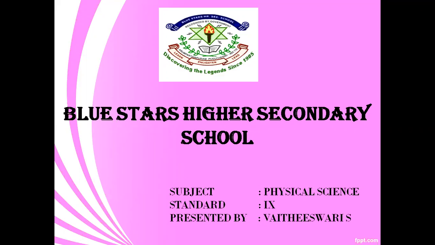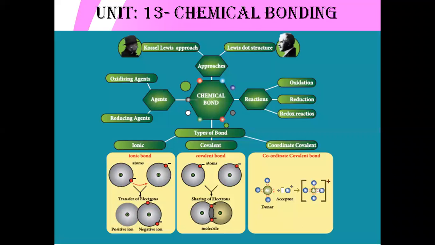In the last few classes, we learned about Unit 7, Heat. In this class, we will learn about Unit 13, Chemical Bonding. This is the concept map for Unit 13, Chemical Bonding. These are the topics contained in the chemical bonding unit. The first one is approaches: the Kossel-Lewis approach and the Lewis dot approach.